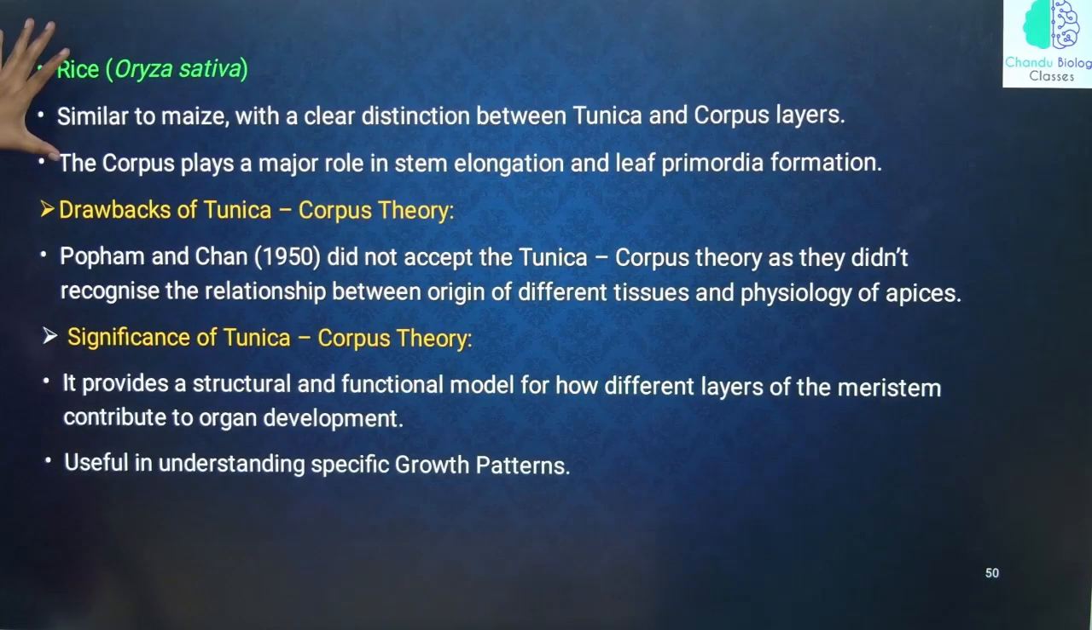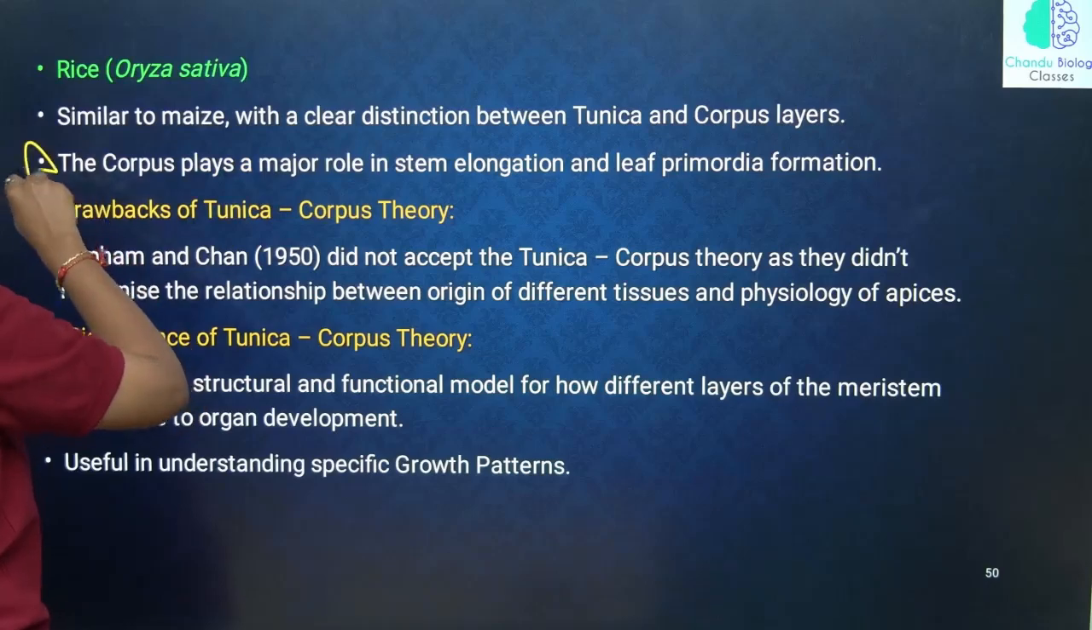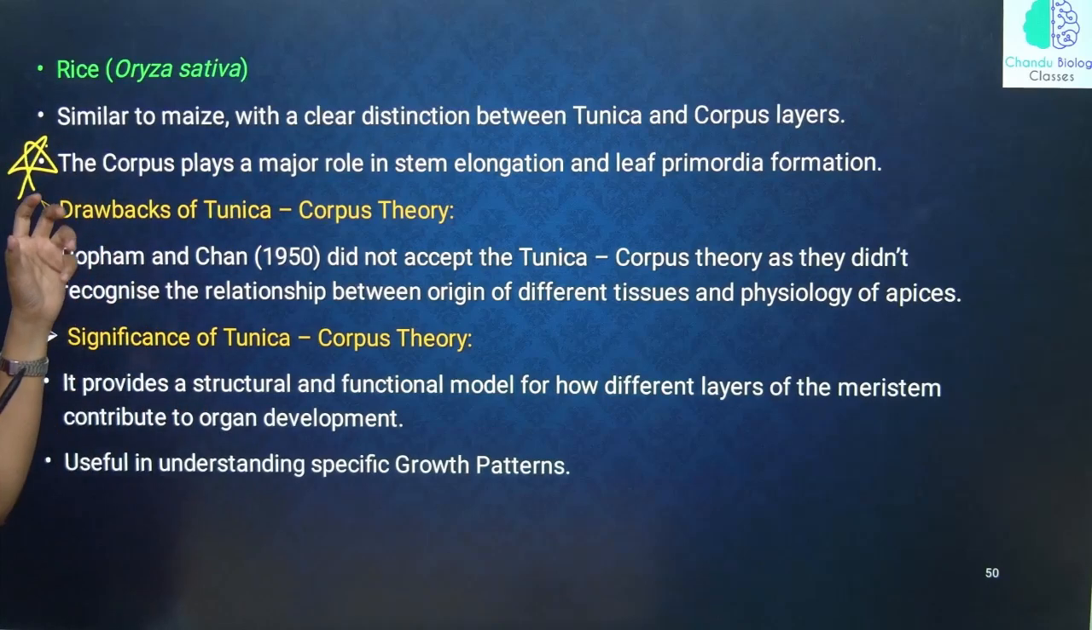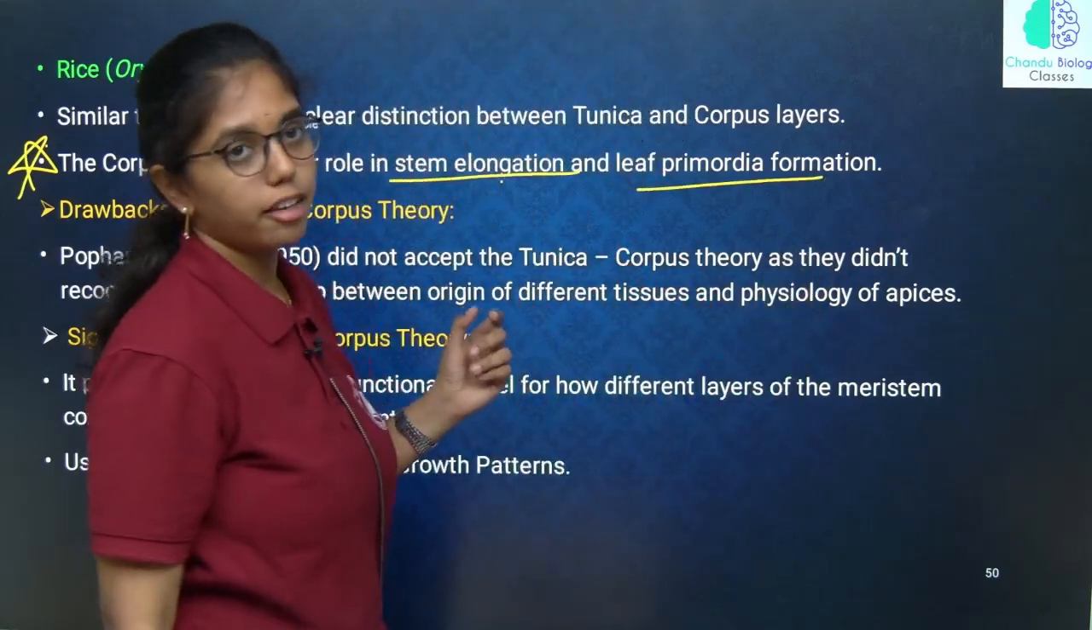Next, rice. In rice, if you see, similar to maize, there is clear differentiation. The corpus layer in rice will play a major role in forming stem elongation and leaf primordia.